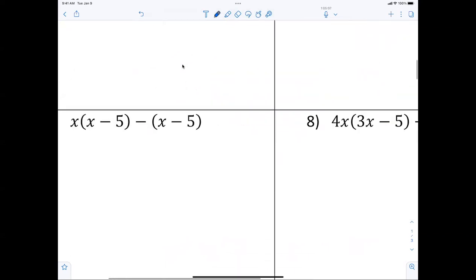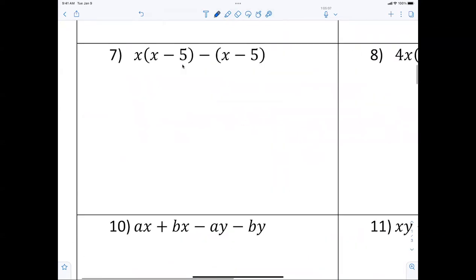Now let's check out number 7. Now, this one can sometimes cause a problem. Go ahead. Yes, there's an understood 1 here. Please don't forget that. She said it quickly, X minus 5 times X minus 1.